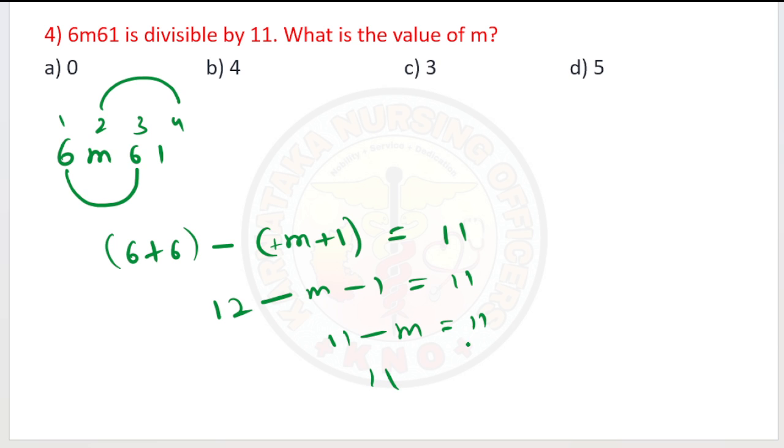So 11, this plus 1 comes here as minus 11 is equal to this minus m goes to here, means it becomes plus m, simply m. So 11 minus 11 is 0. So m value is 0 here. So what is the correct answer? Option A, 0 is the correct answer. Okay.